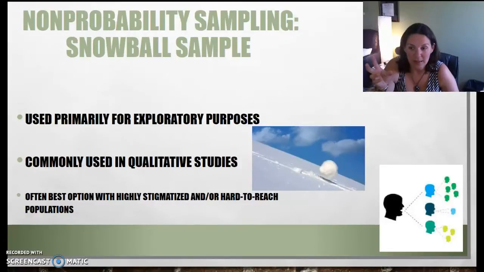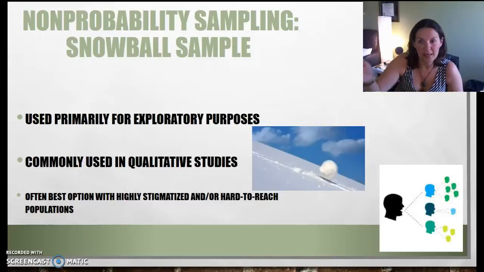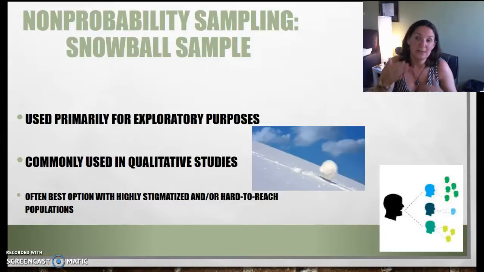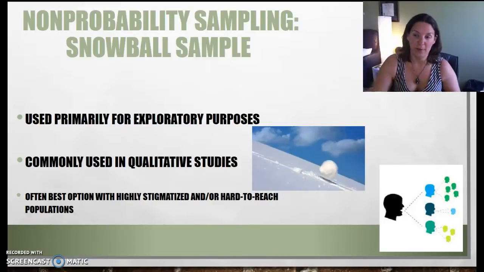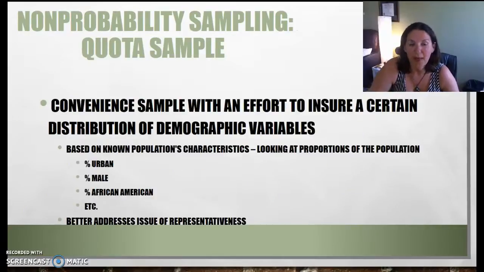It's talking to one person, and then at the end of that interview saying, do you know anybody else who meets these criteria? And then they give you some names. And then you interview those people and you say, do you know anybody else? And they give you some names. And so it's using the people in your sample to identify other people. It's a really good sampling strategy to use for a lot of social work and criminal justice topics, actually.